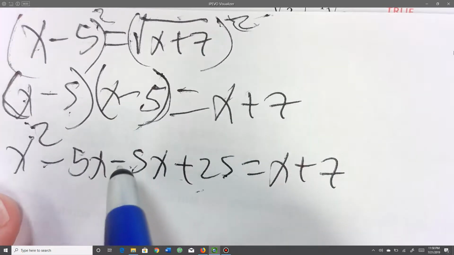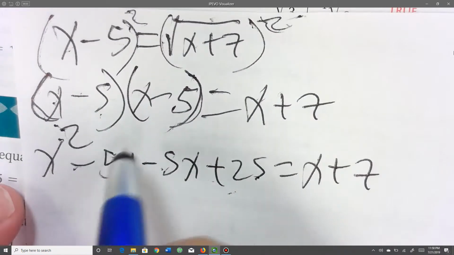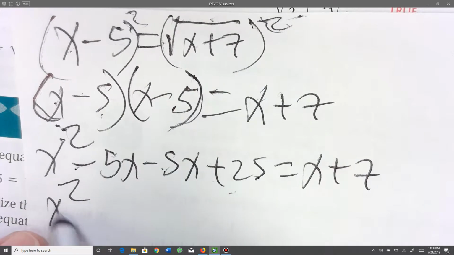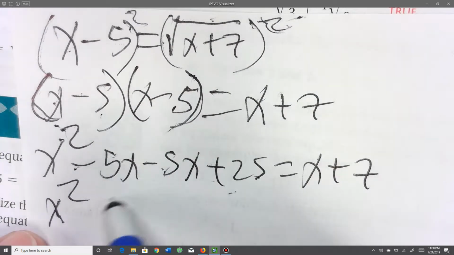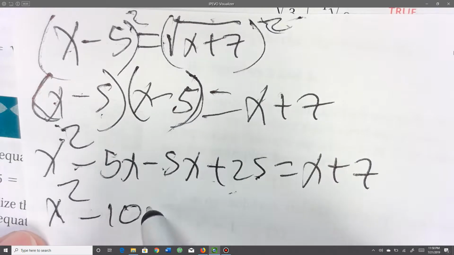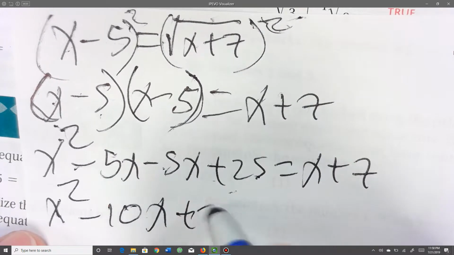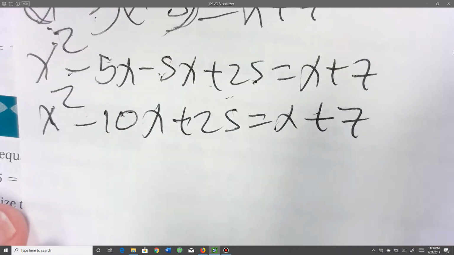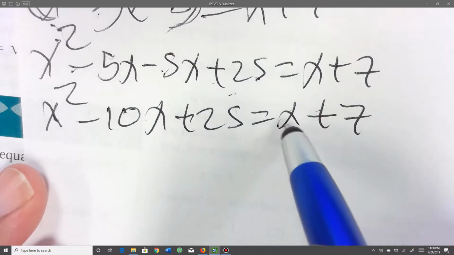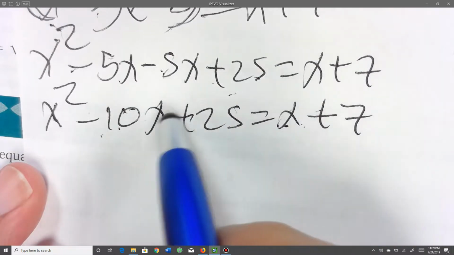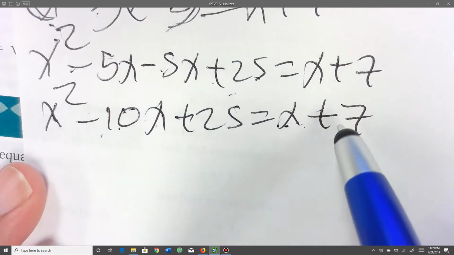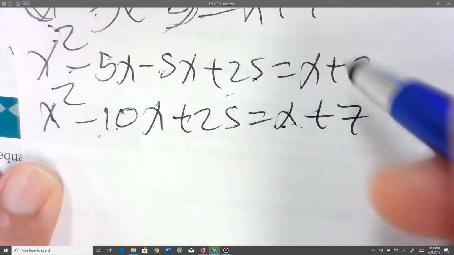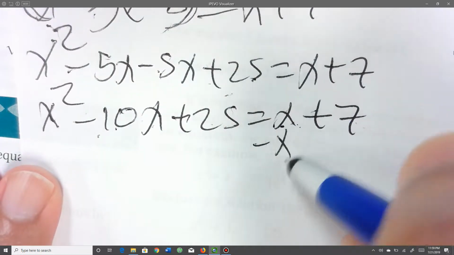Negative and a negative, and since I'm subtracting, I need to add them up. So that's x squared, because x squared doesn't have a like term over here, and that's negative 10x plus 25, and I'm rewriting the right side. From here I need to combine like terms. I can see that these x's are like terms, these constants, they of course are like terms, and I do that by using the addition principle.